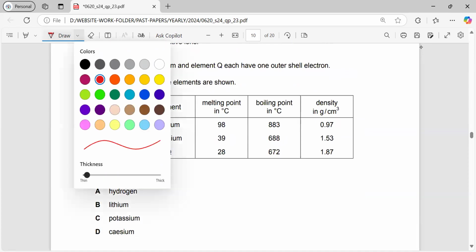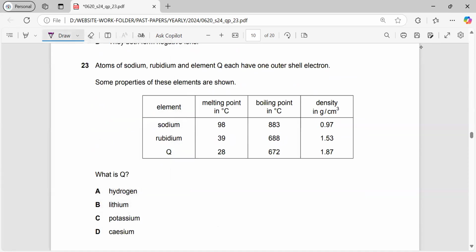Question 23. Atoms of sodium, rubidium, and element Q each have one outer shell electron. It means that all three elements are present in group 1. They have one electron in the outer shell. Some properties of these elements are shown. You can see here we have sodium, rubidium, and then element Q, whose identity we have to find. It can't be hydrogen, obviously.